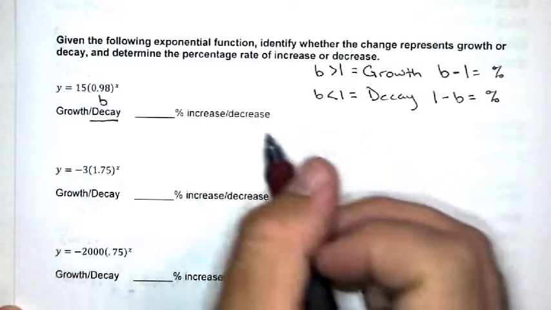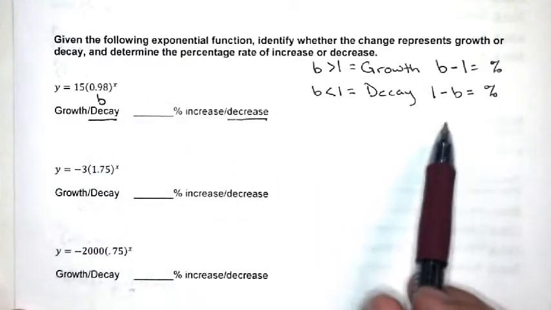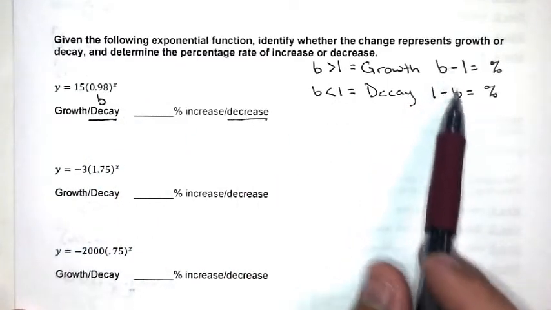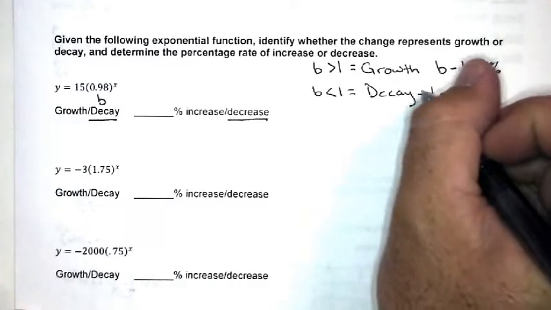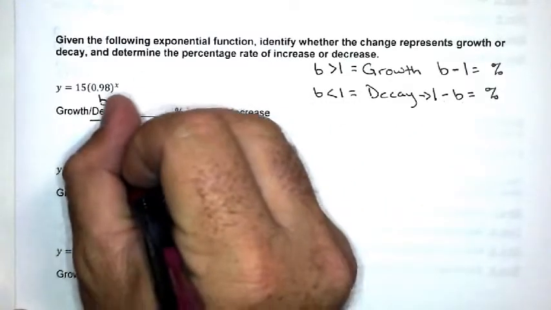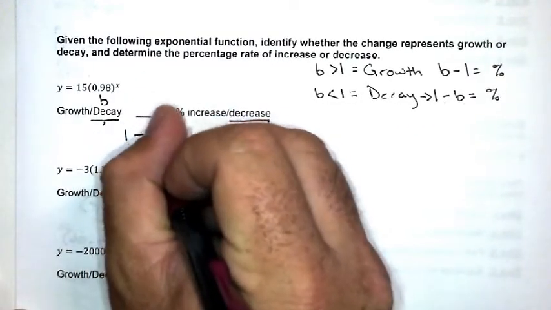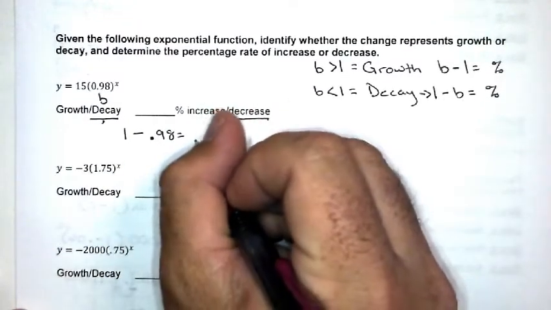Now, to solve for the decay percentage, I will do which of the two formulas? Top or bottom? Bottom. I'm going to do this one because we identified it as a decay. So I'm going to do 1 minus the b value to get that decimal. What is that decimal? 0.02. However, I want the answer as a percent.